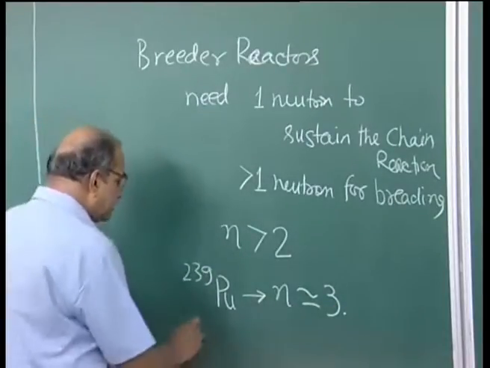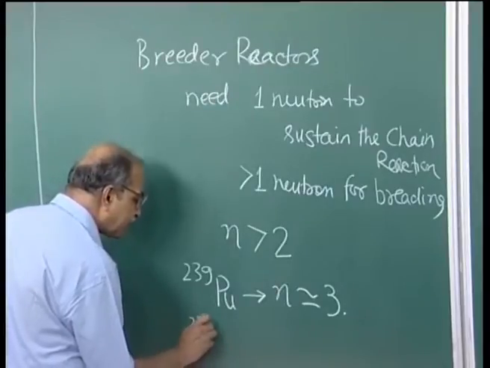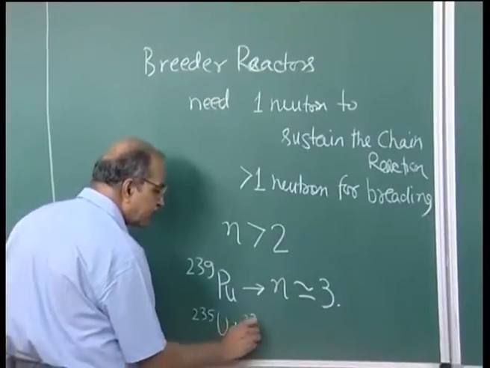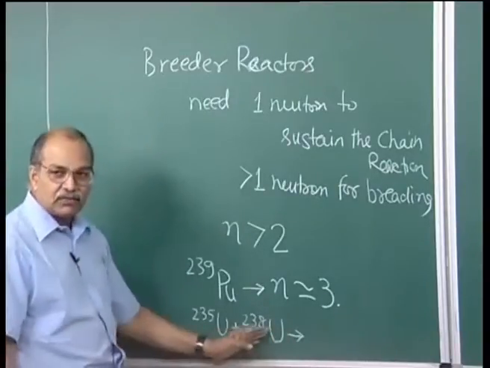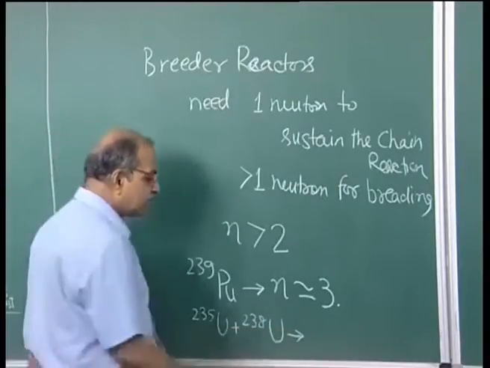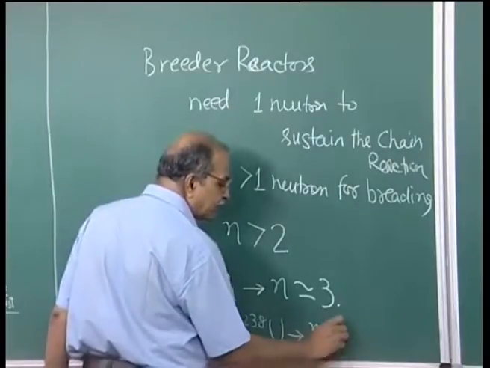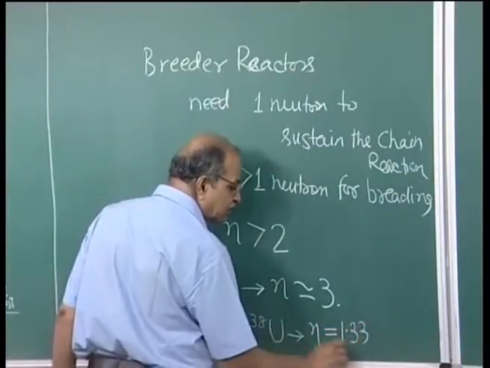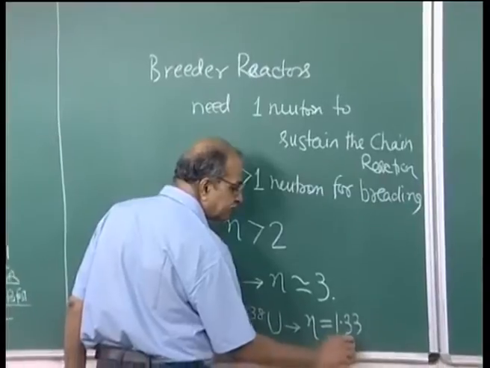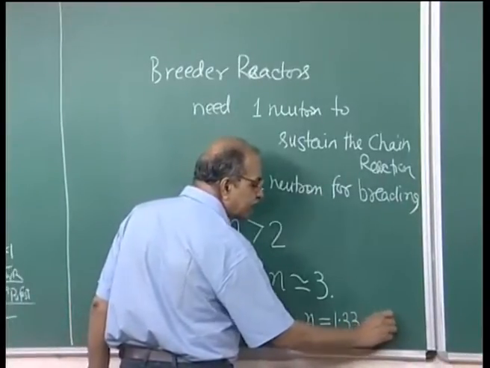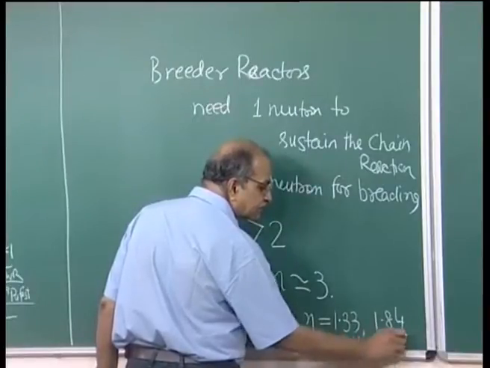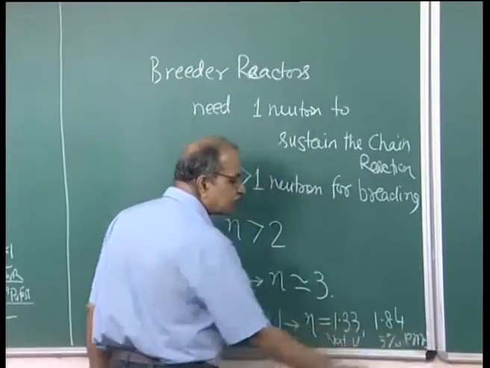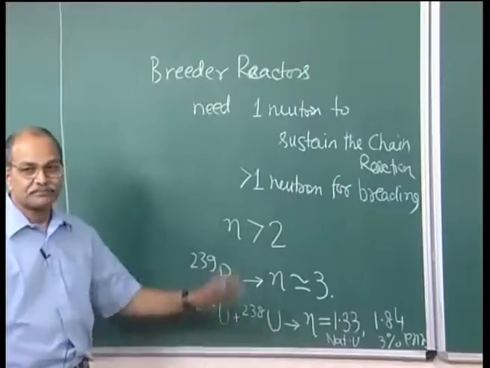With uranium 235 plus uranium 238, the usual fuel in the nuclear fission reactors, that will give you eta, say, 1.33 for natural uranium and 1.84 for 3% enriched uranium.